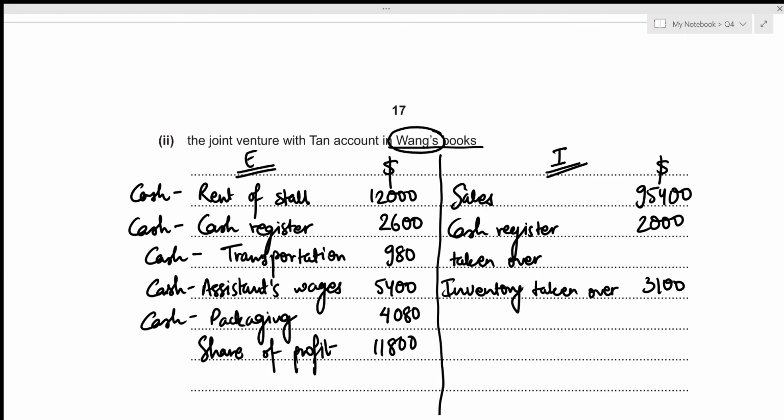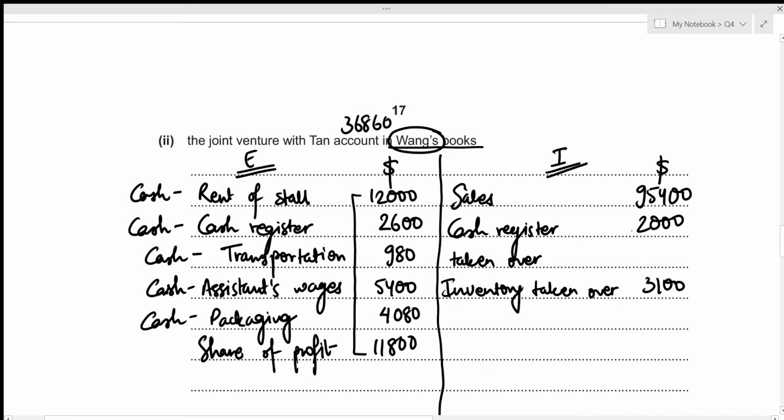particular amount to the joint venture or he actually is to receive some particular amount from the joint venture. And in order to do so, we need to figure out the total for both the debit side as well as the credit side. Let's figure out the total for debit side first. So that's just going to be the sum of these amounts, which is 12,000 plus 2,600 plus 980 plus 5,400 plus 4,080 plus 11,800, which gives our total of the debit side to be 36,860.